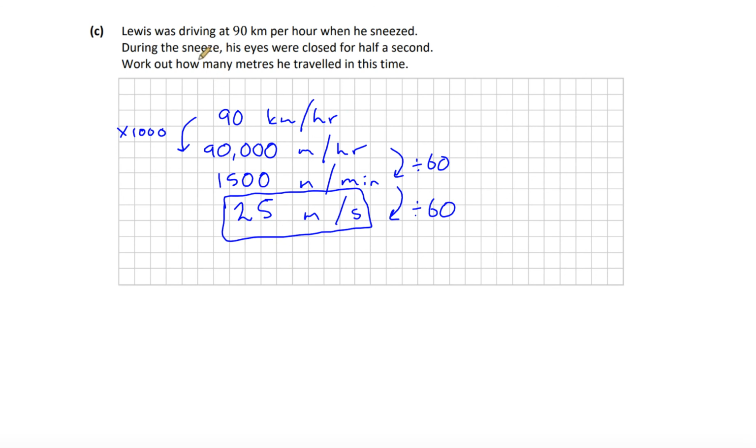But the question is, during the sneeze, his eyes were closed for half a second. How many meters did he travel in this time? Well, if he travels 25 meters in 1 second, 25 meters per second, in half a second he'll travel half that distance. So it's half of 25, which is 12.5 meters. So that's the answer: 12.5 meters is how far he traveled in the half a second.